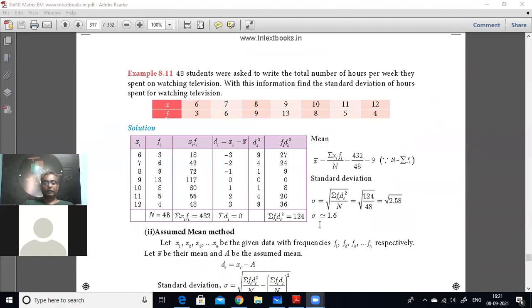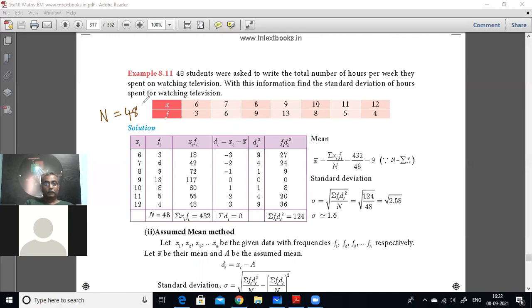Here is an example. 48 students were asked to write the total number of hours per week they watch television. With this information, find the standard deviation of the hours spent watching television. 48 students means n is equal to 48.